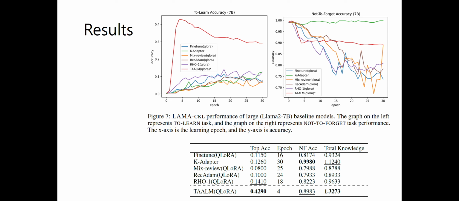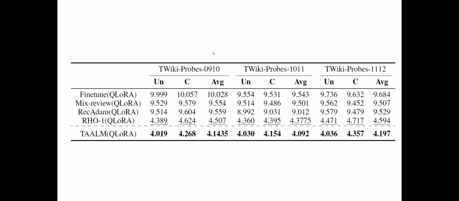Now, I will introduce the experimental result briefly. In experiments, TAALM demonstrated 4 times the plasticity compared to baselines. In other words, it learned more and much faster. Additionally, it tended to forget less, according to the right figure, which indicates the not-to-forget accuracy. And consistent trends were observed in the previous benchmark, Temporal Wiki, proving the robustness of our method.